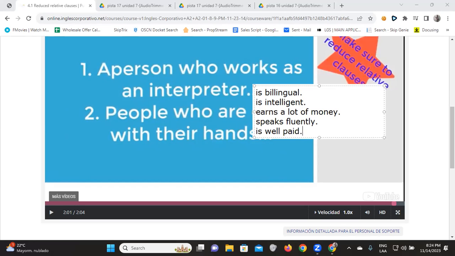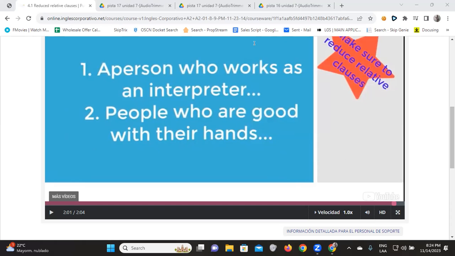Another example. A person who works as an interpreter. Another example. Has communication skills. Good job. All right. So those are just a couple of examples. Now, what I would like for you to do is complete both sentences, and I want you to write your examples on the discussion box.